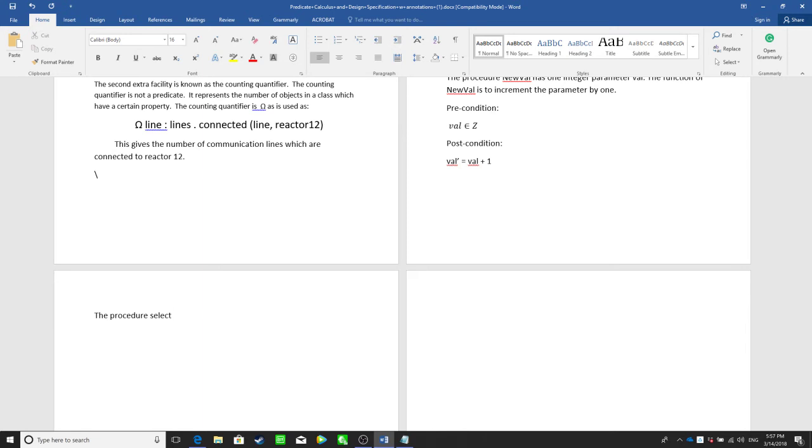The procedure select has 3 parameters. Okay, 3 of them. So that means in the conditions we have to play with 3 of them instead of 1. Let me quote it to make it more obvious. The procedure select has 3 parameters. The first parameter, flag, is Boolean. The second and third parameters, a and val, are integers.